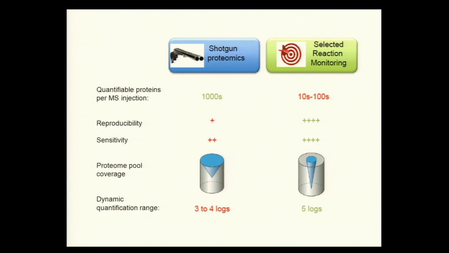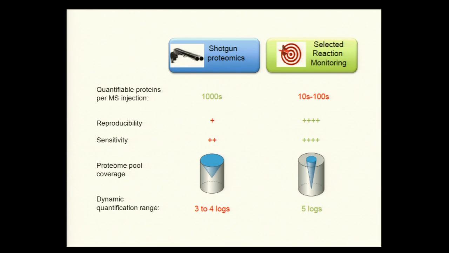And this chart is just another way of comparing both approaches together. A lot of times discovery proteomics we also call shotgun proteomics. You can see that in discovery proteomics we can actually sequence many, many thousands of peptides, whereas in targeted proteomics the list can be tens or hundreds of peptides. But targeted proteomics is much more reproducible and sensitive, because now we're targeting the peptides or proteins of interest as opposed to looking at everything else.